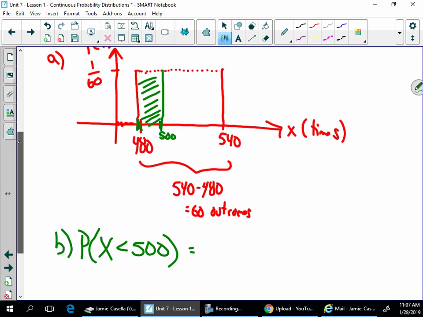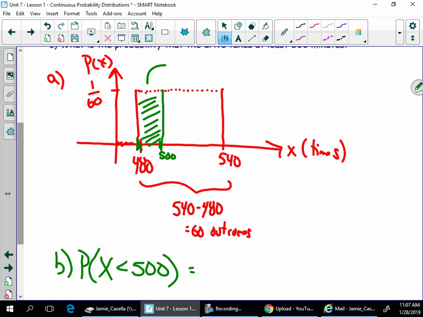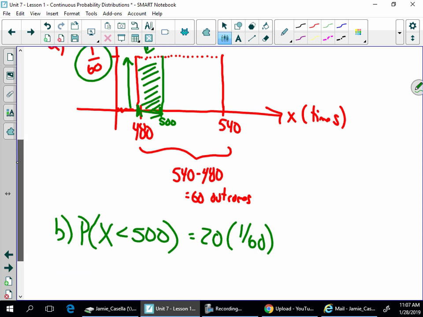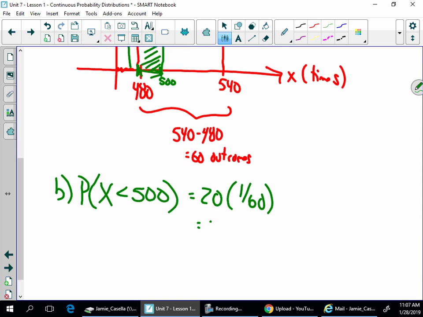Now, if I look at this shape, it kind of looks like a rectangle to me. And we know that areas of rectangles are length times width. Well, how long is the rectangle? How far is it from 480 to 500? I think that's 20. How wide is the rectangle? That's this distance, which we said was 1 out of 60. So there's 20 different outcomes, each of which is a 1 out of 60 chance, which gives me 20 out of 60, or 2/6, or 1/3, or 33.3%. That's the likelihood that my drive time will be less than 500 minutes.